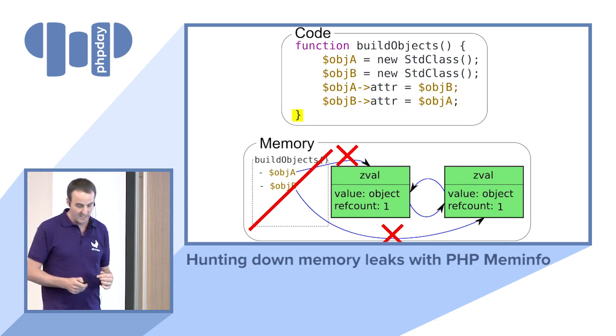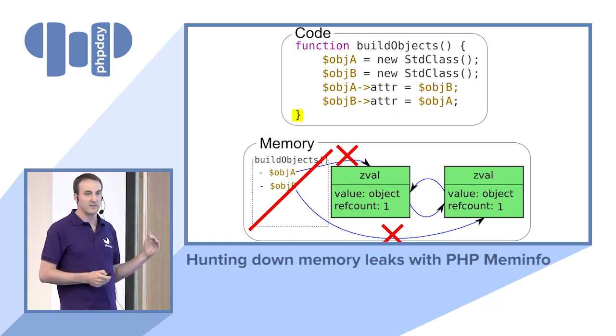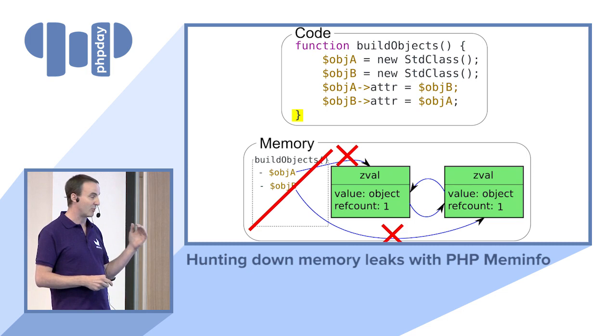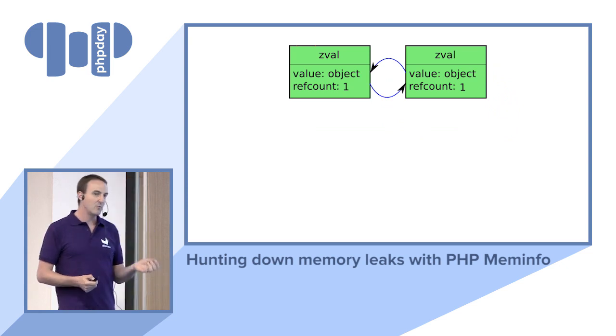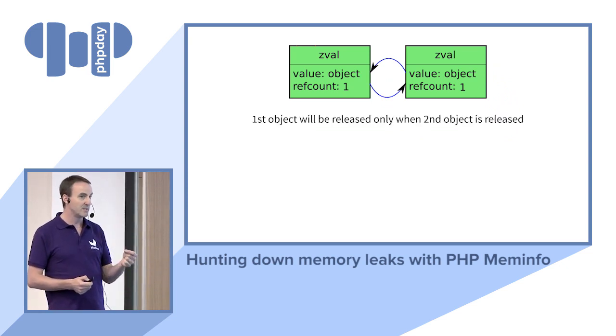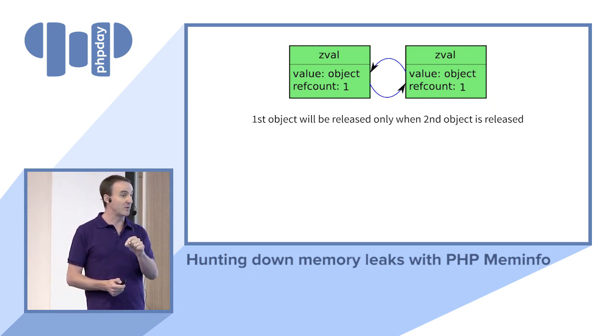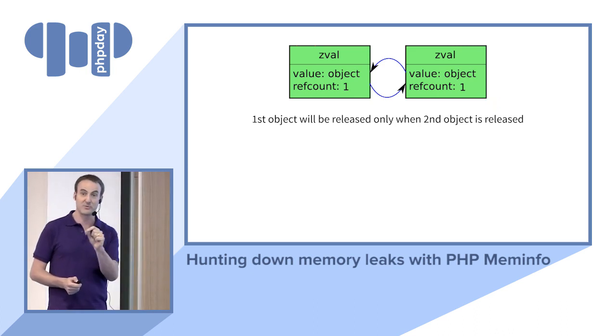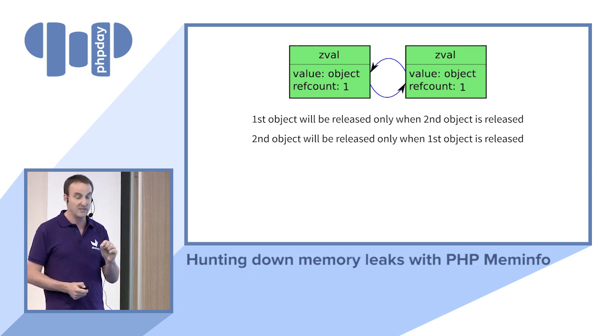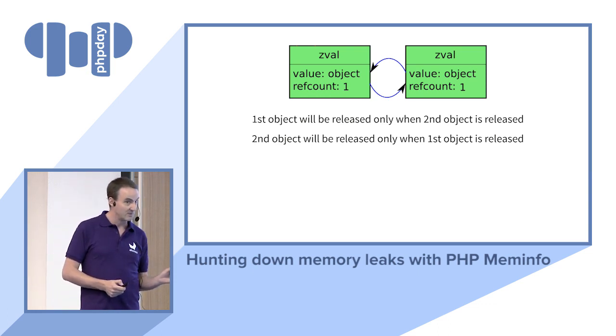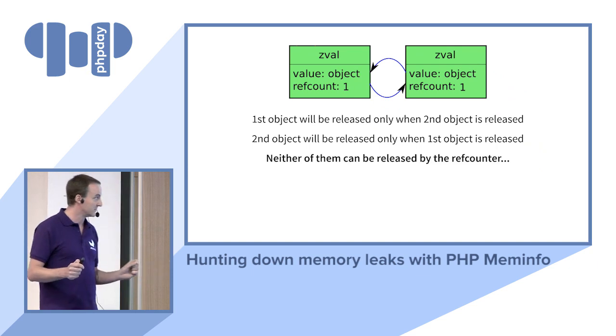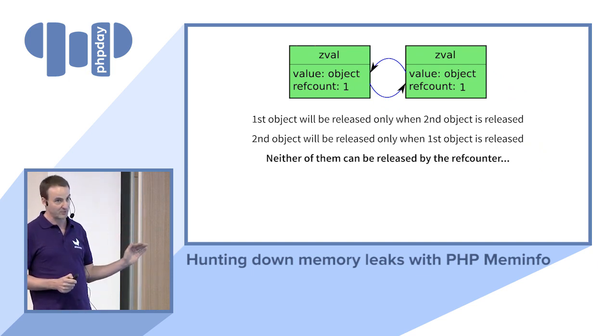Pretty simple, pretty easy. But what happens when I arrive at the end of my function? That's where there's a problem, because, okay, I remove all the variables, so I still have ref count at 1 here and ref count at 1 here. I never reach 0 here. What does it mean? It means that if I want my first object to be removed from memory, I need the second object to be removed from memory first. But to remove the second object from memory, I need my first object to be removed from memory. It's not going to happen. It will never work with the ref counter.